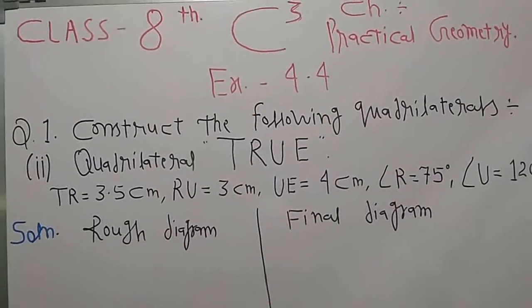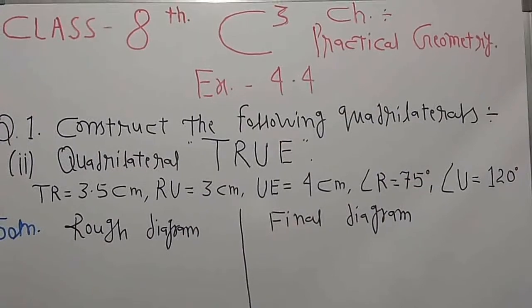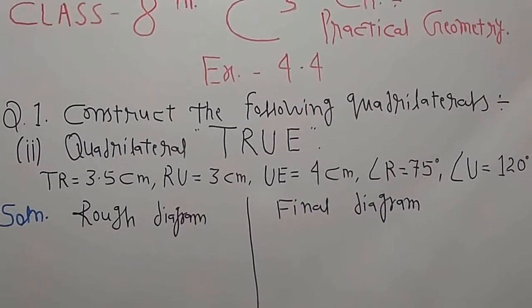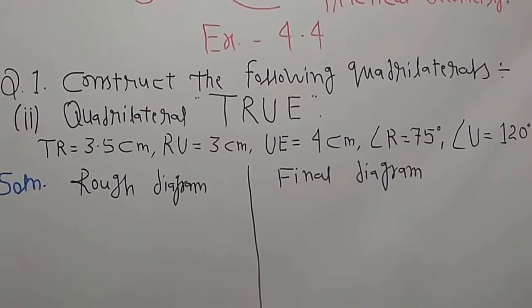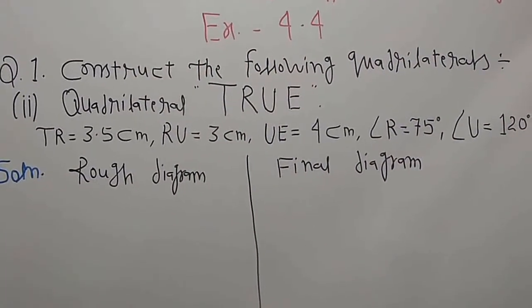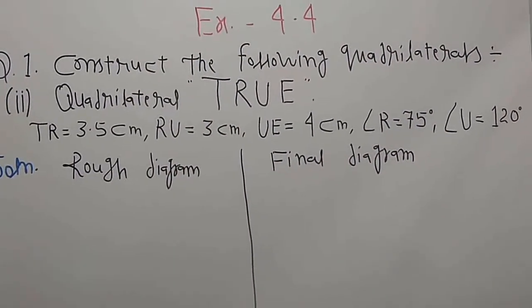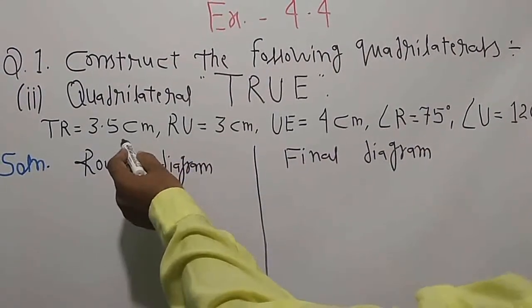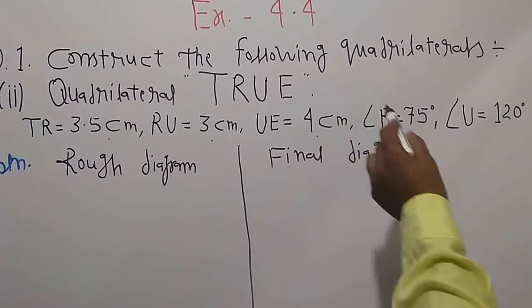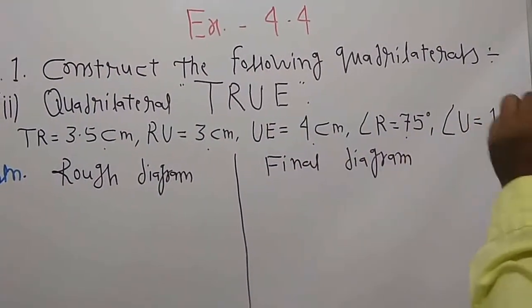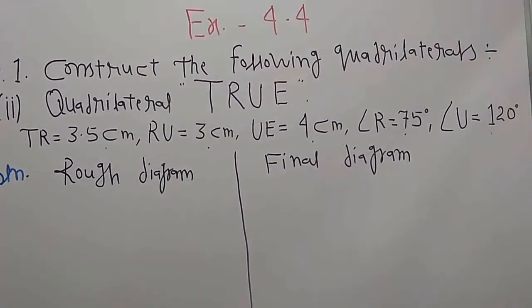In our today's video we are going to solve the second part of the first question of exercise 4.4, chapter 4, practical geometry of class 8. In our second part we are going to draw the quadrilateral TRUE. The given measurements are TR equal to 3.5 cm, RU equal to 3 cm, UE equal to 4 cm, angle R equal to 75 degrees and angle U equal to 120 degrees.